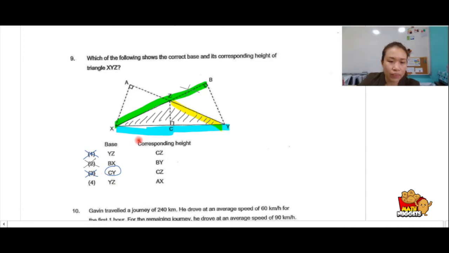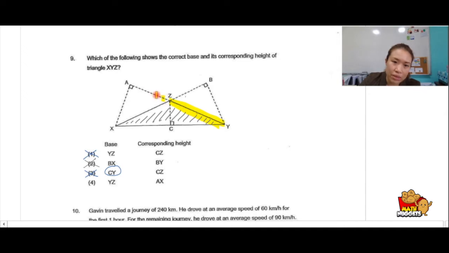So that's not true. So next, if YZ is the base, let me just erase the others. So if YZ is the base, the height would be, we will extend the base such that AX is the height. So the answer in this case is option 4.